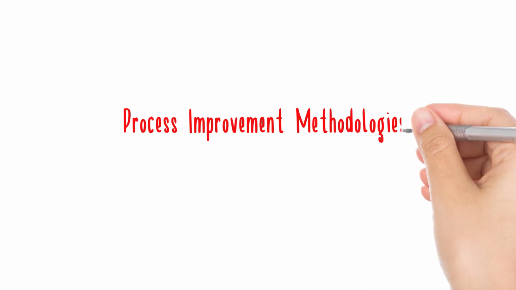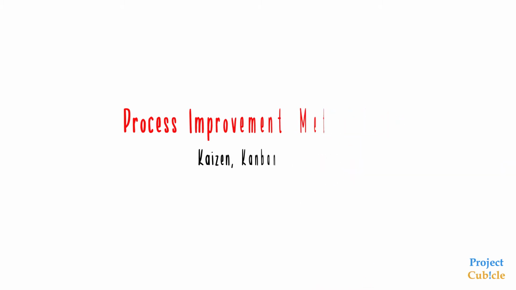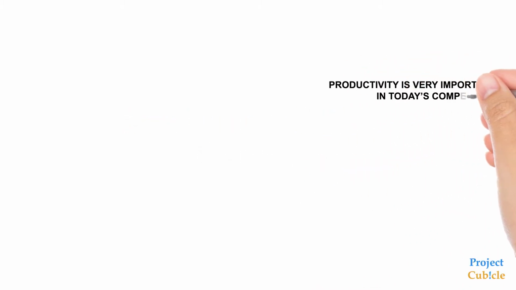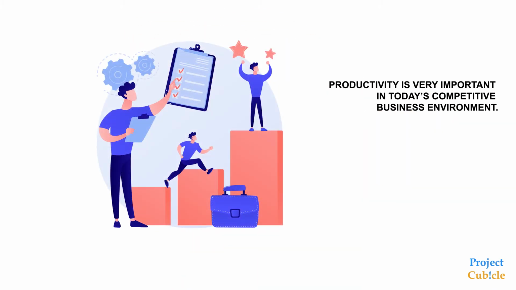Process Improvement Methodologies: Kaizen, Kanban, Six Sigma. Productivity is very important in today's competitive business environment. Organizations look for ways of improving their processes, reducing costs, and increasing their benefits.